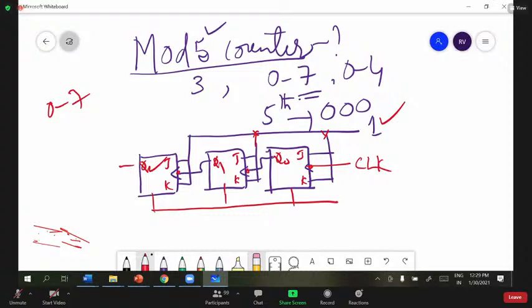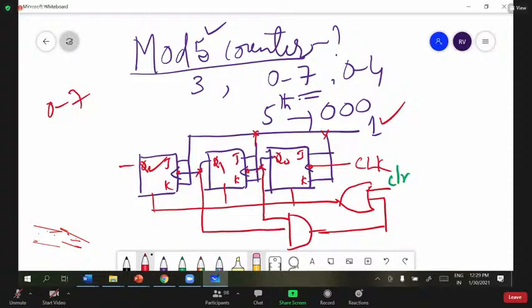For that purpose, I use one simple OR gate here, and I give the clear signal here. I mention this as clear. I connect this to one AND gate here. Suppose I extend its operation, I am connecting Q0, Q1 to here. So I have to do something here.